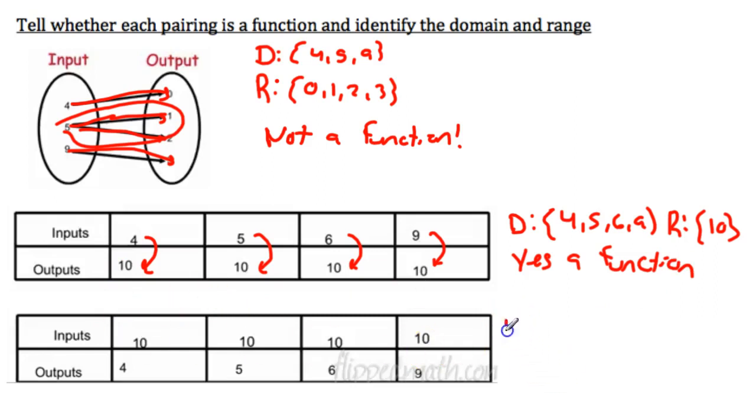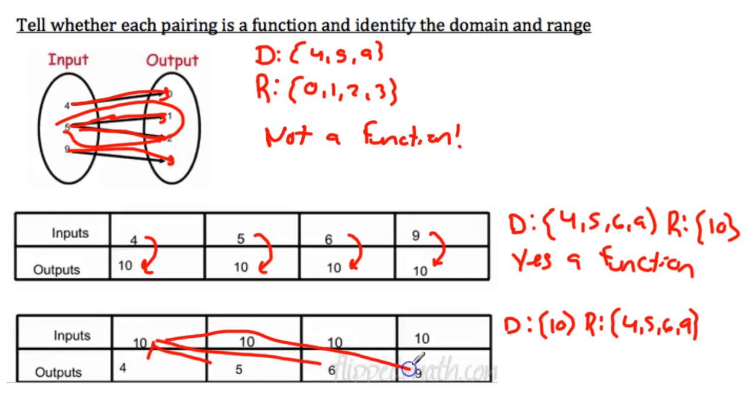A last one. All right, we got the domain. Everything is 10, right? All the inputs are 10. So squiggly bracket, 10. How about that range? We got 4, 5, 6, 9. All right, so let's see. Well, the input 10, it's really just one input. 10 could be 4, it could be 5, it could be 6, it could be 9, right? So this one input 10 has 4 different outputs. So this is not a function.